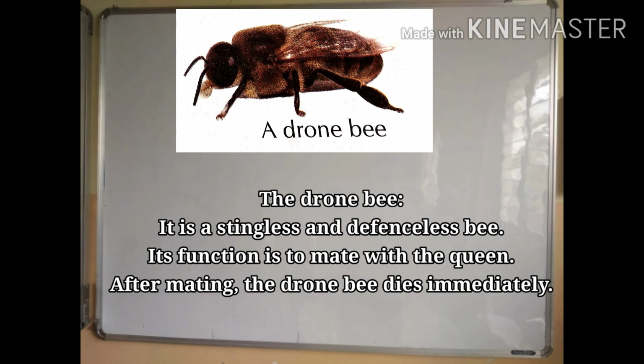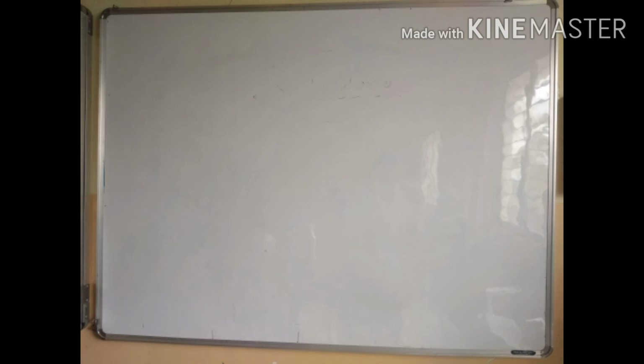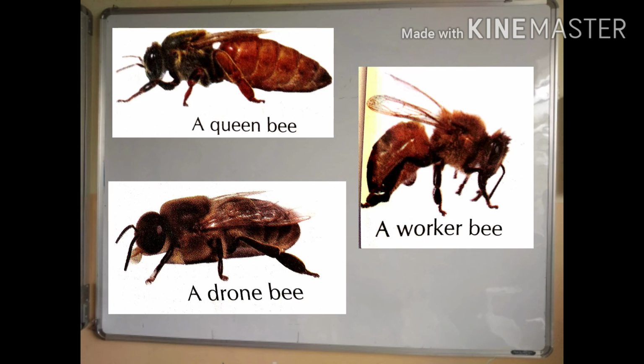I hope that you have understood all these three types of honeybees. That is the queen bee, the worker bee, the drone bee. Okay, so here is the last, the drone bee. So here we have taken information about a queen bee, a worker bee and a drone bee. Okay, I hope that you have understood all the things.